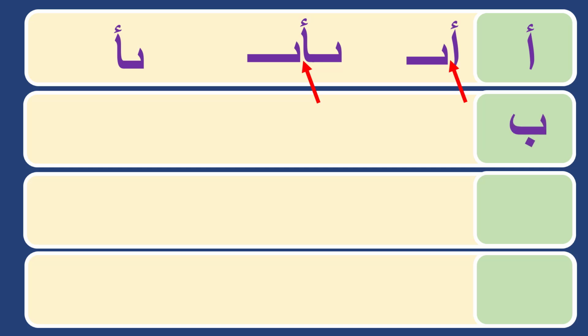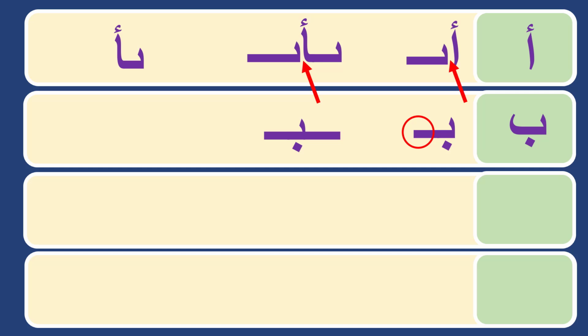Let's look at Ba. This is Ba at the beginning of a word. This is how it's written. This indicates that you can join something after the Ba. Something can be attached directly to the Ba.